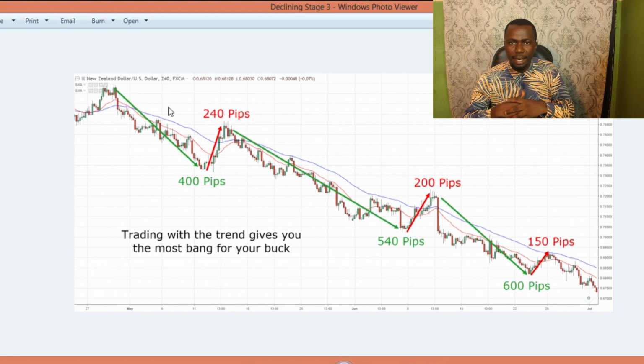Or you can use the trend line. If you don't want to use the 20 and the 50 EMA, you can also use the trend line and map out the highs in a downtrend. Map out the highs in the downtrend and wait for price to retrace back to the resistance level, which is the trend line. Then you can place your trade.